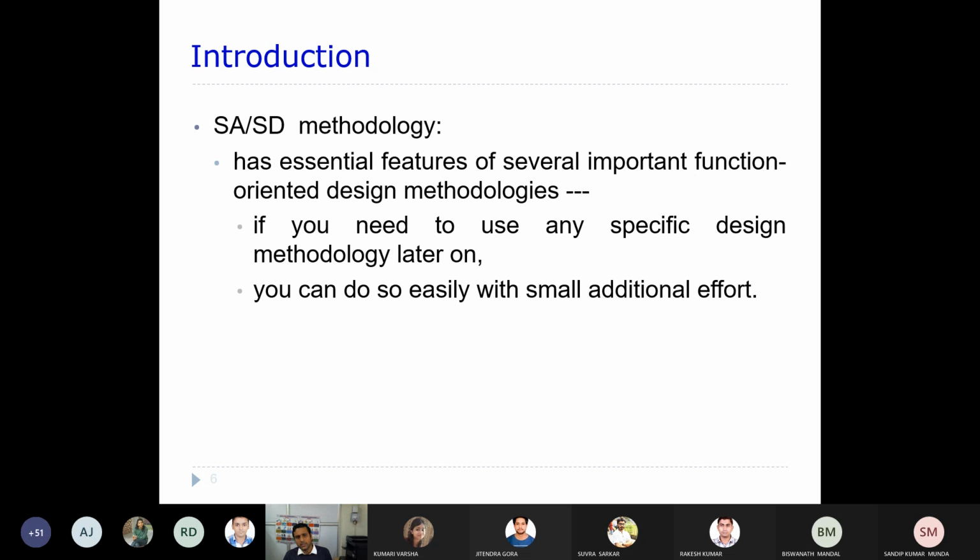It has a certain number of important features as part of these function oriented design methodologies. If later on you want to add any specific design methodologies to this, you can easily add them. That is the main advantage of this structured analysis and design.